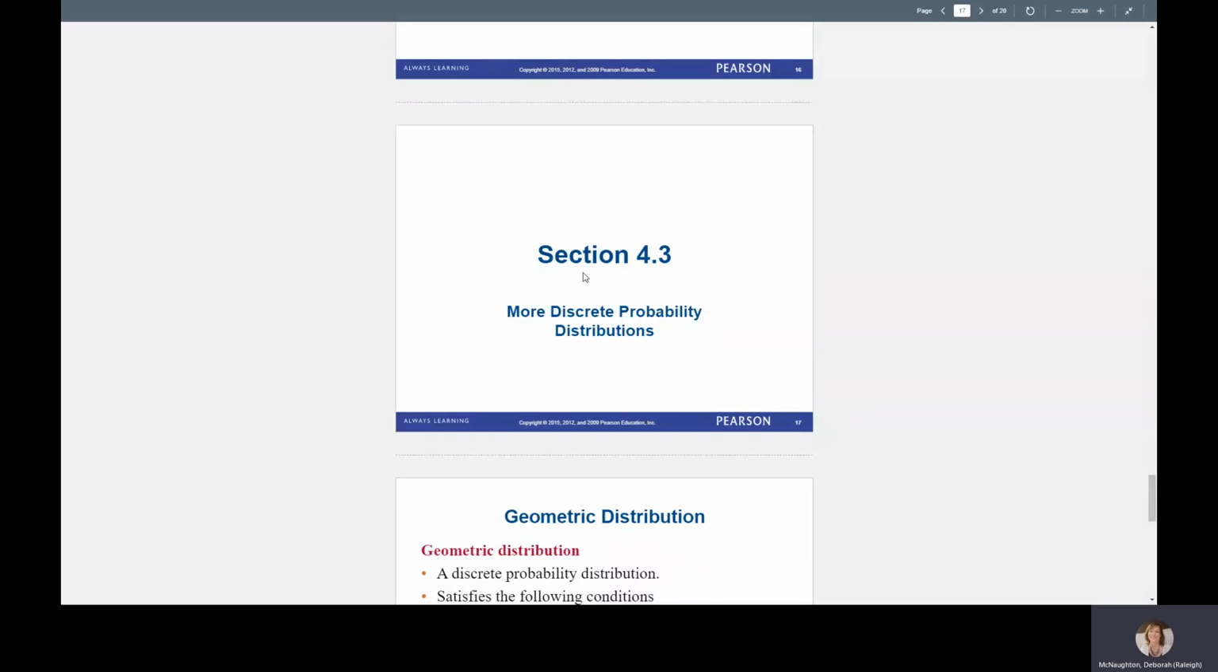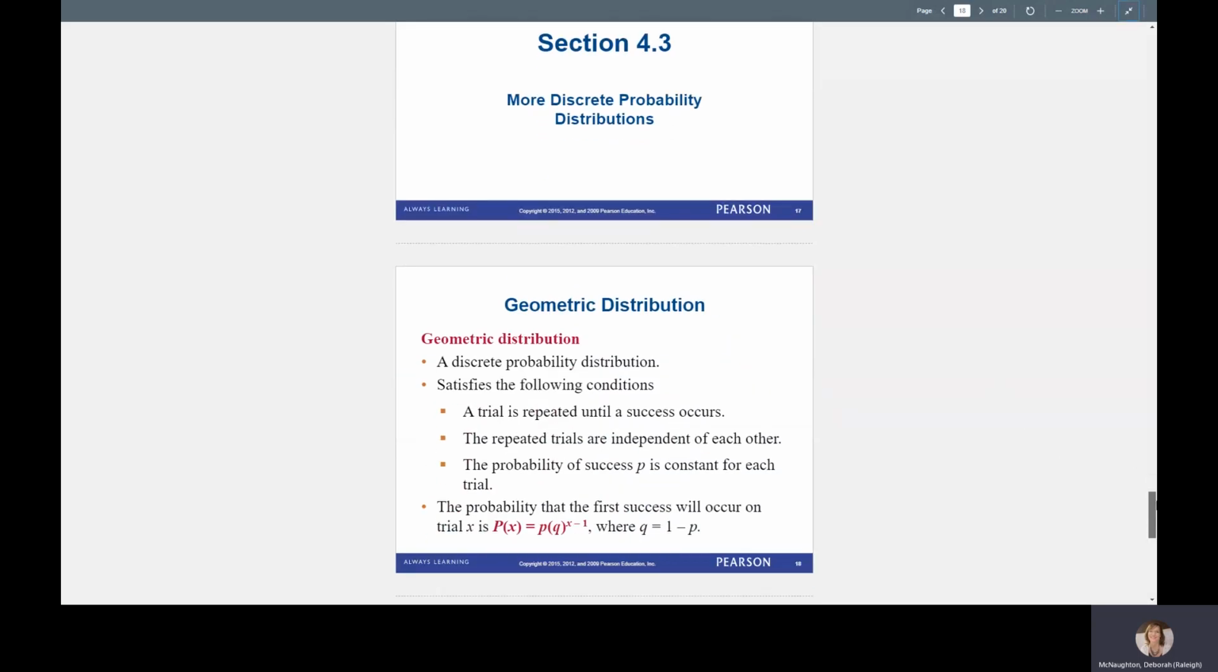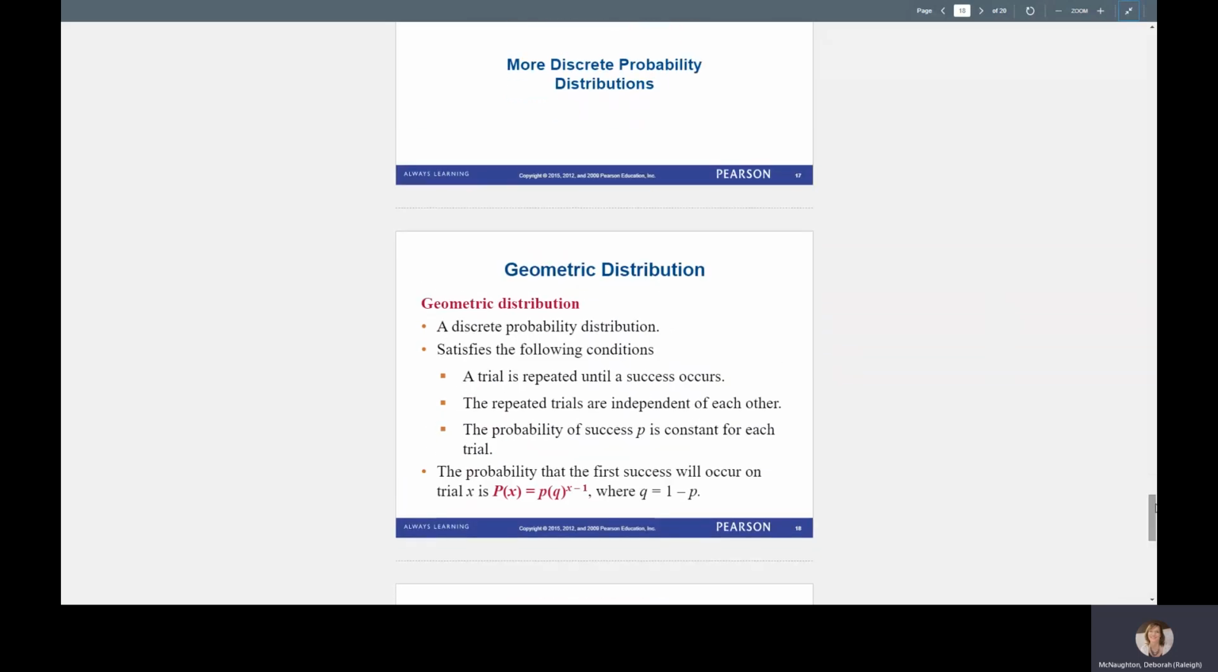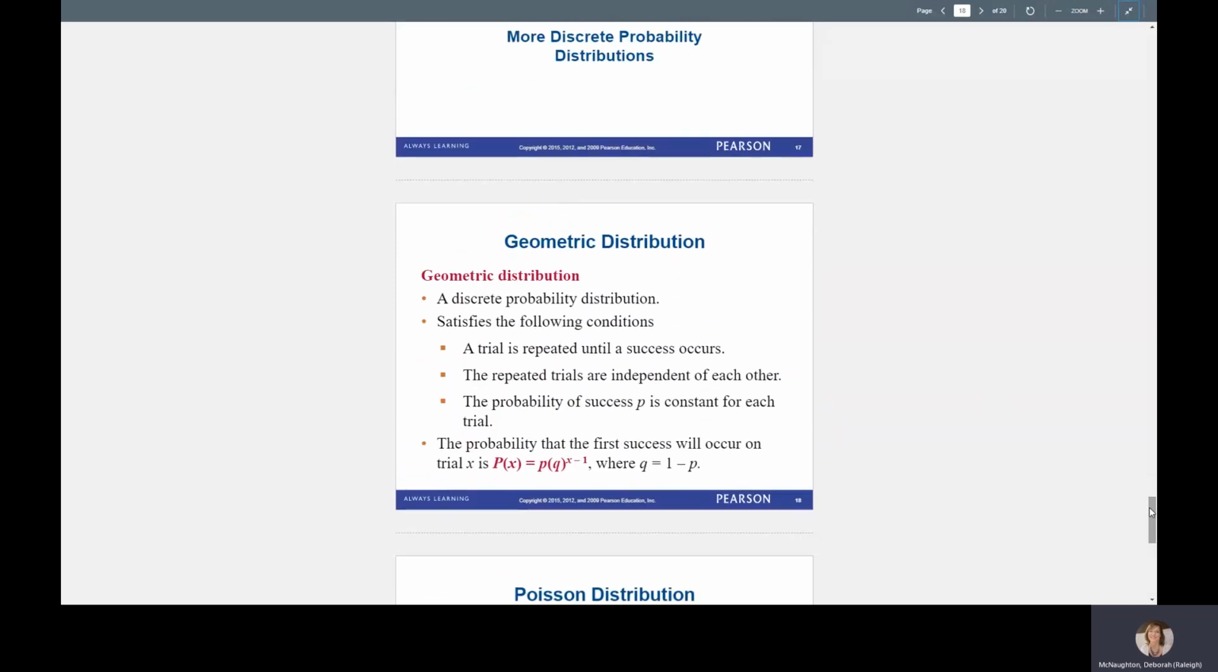All right, class. So continuing on, section 4.3 is called More Discrete Probability Distributions. It actually covers two discrete distributions, the geometric and the Poisson, but we will not be covering the Poisson in this class. So we only have this one distribution to cover, the geometric distribution. You see only one slide.